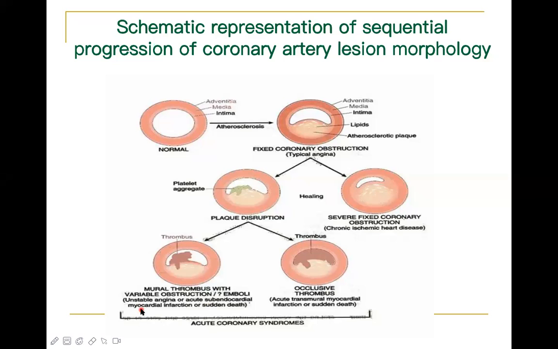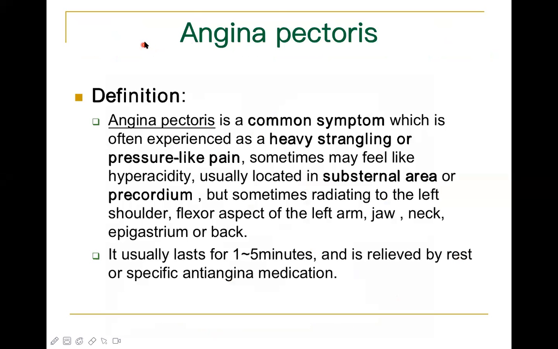And these three things together, unstable angina, two types of MI, subendocardial MI and transmural MI, are called acute coronary syndrome. This is a very important clinical term, acute coronary syndrome. Now with this knowledge, let's enter into the angina part. Now, what is angina and what are the different things?